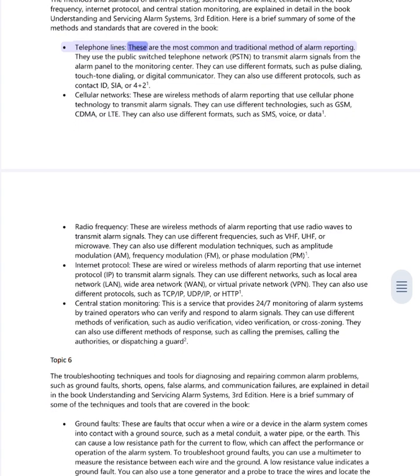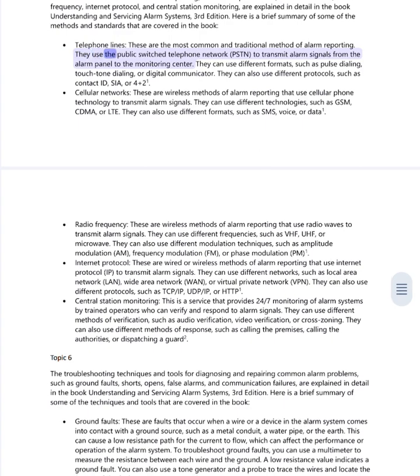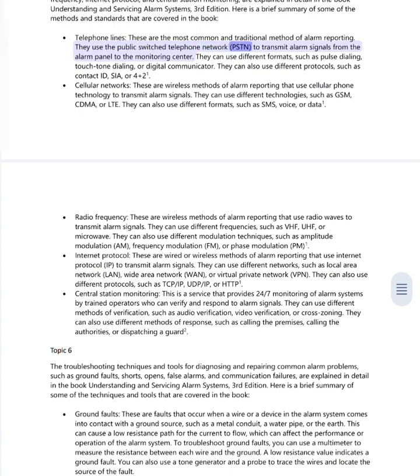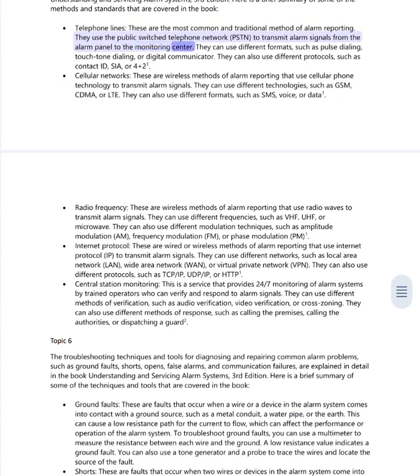Telephone lines. These are the most common and traditional method of alarm reporting. They use the Public Switched Telephone Network, PSTN, to transmit alarm signals from the alarm panel to the monitoring center.